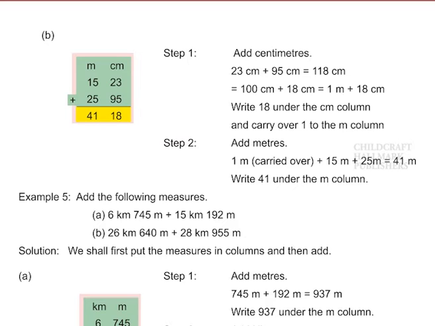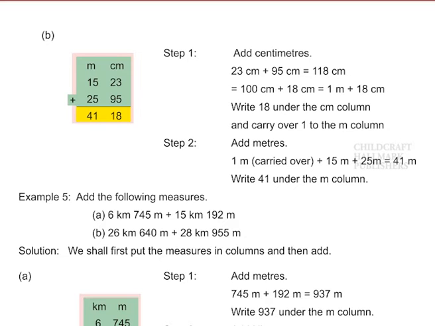Step 1. Add centimeters. 23 centimeters plus 95 centimeters is equal to 118 centimeters is equal to 100 centimeters plus 18 centimeters is equal to 1 meter plus 18 centimeters. Write 18 under the centimeter column and carry over 1 to the meter column. Step 2. Add meters. 1 meter carried over plus 15 meters plus 25 meters is equal to 41 meters. Write 41 under the meter column.